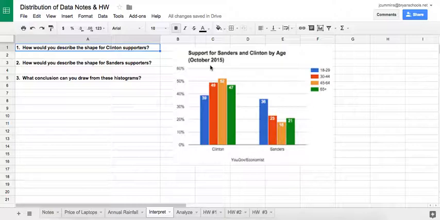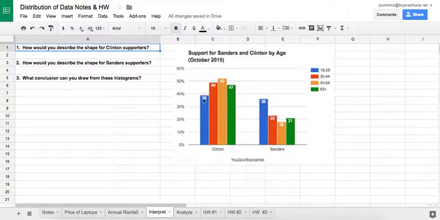Back, if you recall, from the Democratic primaries, Bernie Sanders and Hillary Clinton were two of the candidates. And so what this is, is support for them by age. The blue is 18 to 29-year-olds, the red is 30 to 44-year-olds, orange is 45 to 64-year-olds, and then the green is over 65. So this is actually two separate histograms. So here's Clinton right here.